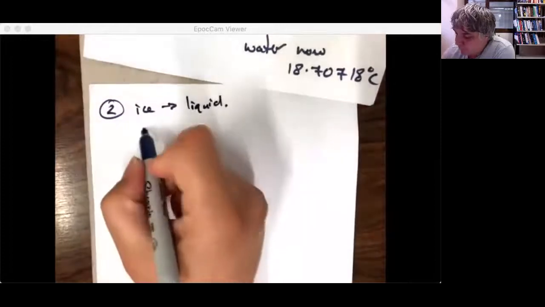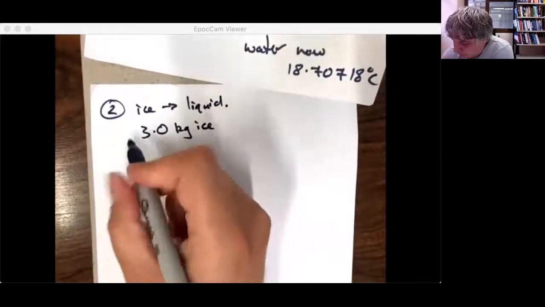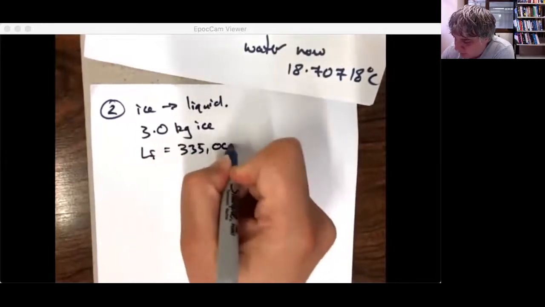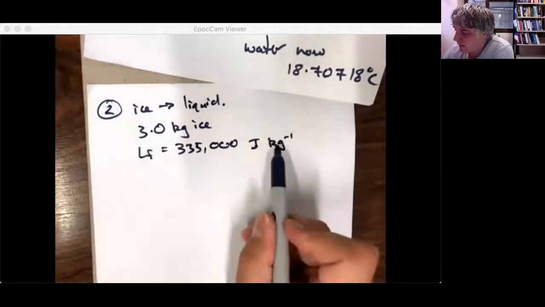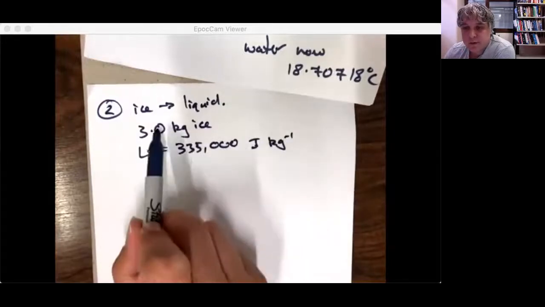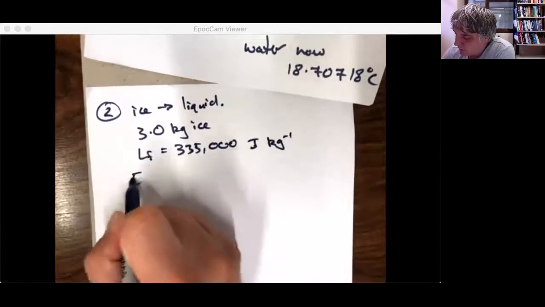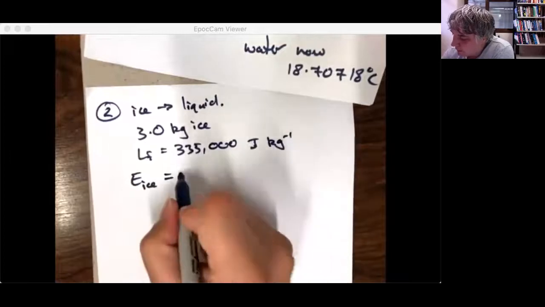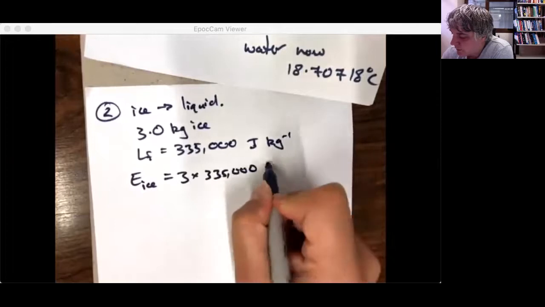We have 3 kilograms of ice, and we are told that the latent heat of fusion is 335,000 joules per kilogram. So if each kilogram needs 335,000 joules, then for 3 kilograms, we just need 3 times that much. So the energy needed, the energy to melt the ice, is going to be 3 times 335,000 joules.